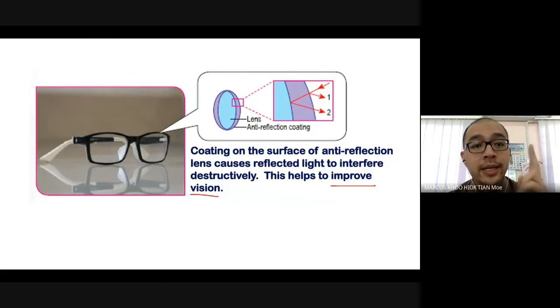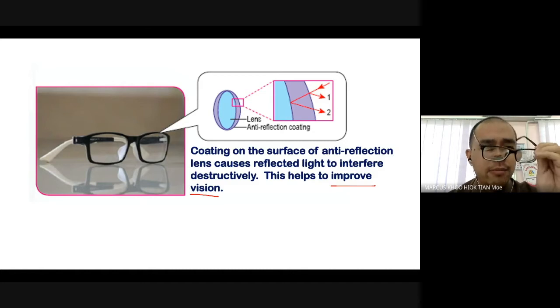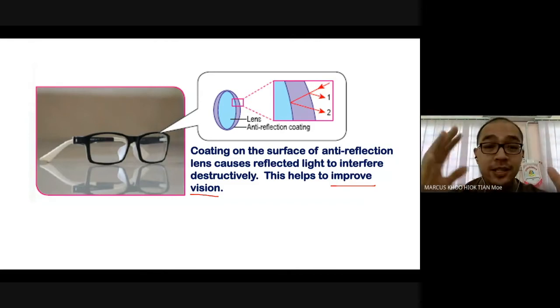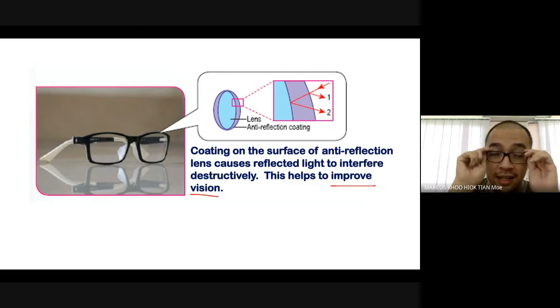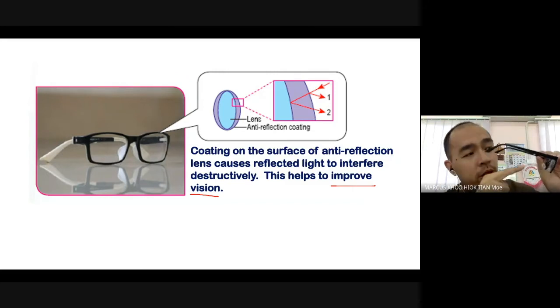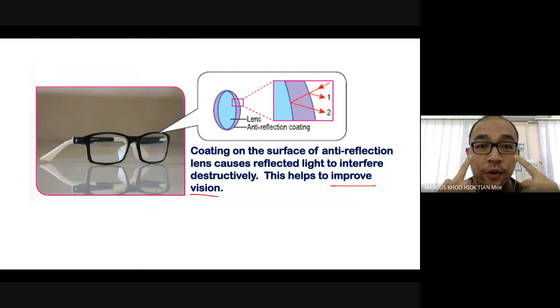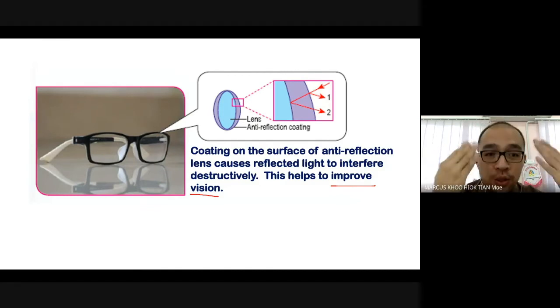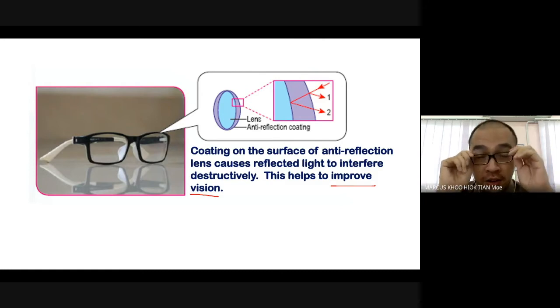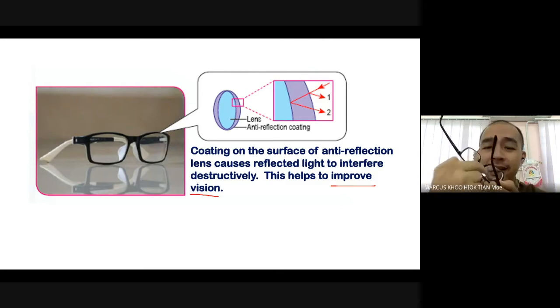Number two is the anti-reflection spectacles. Because if I can see the reflection in my spectacles, it's going to disturb me. When you look into this, you don't want to see the reflection of your own eye in your specs. It's going to be very freaky if that happens. That's why we have this anti-reflection coating on this part of the specs, not outside, inside here.